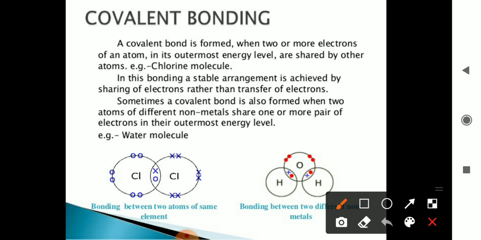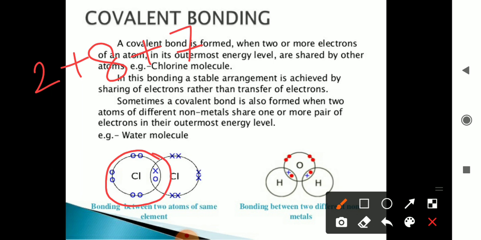So as per the 2n square formula, 2 electrons in the first orbit, 8 electrons in the second orbit, and the remaining 7 electrons in the third orbit. So this is nothing but the third orbit. The third orbit has 1, 2, 3, 4, 5, 6, 7. If we consider an isolated single atom, 7 electrons are present in the outermost orbit.